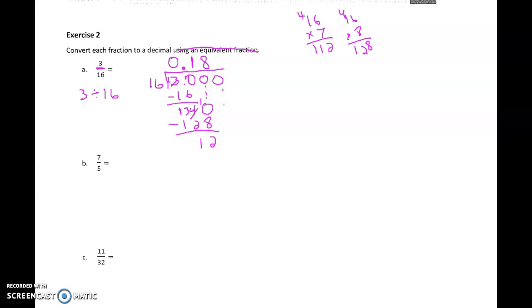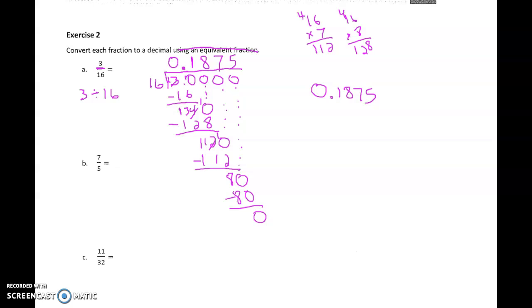Okay, add another 0. 16 goes into 120. Well, we have the 7 right here. We know it's a 7. 7 times 16 is 112. Left with 8. Oh, I think we have one more we can add. 80, and I'll tell you that 16 goes into 80 5 times. That is 80, and there's our remainder of 0. So we know that if we wanted to convert 3/16 into a decimal, that is 0.1875.